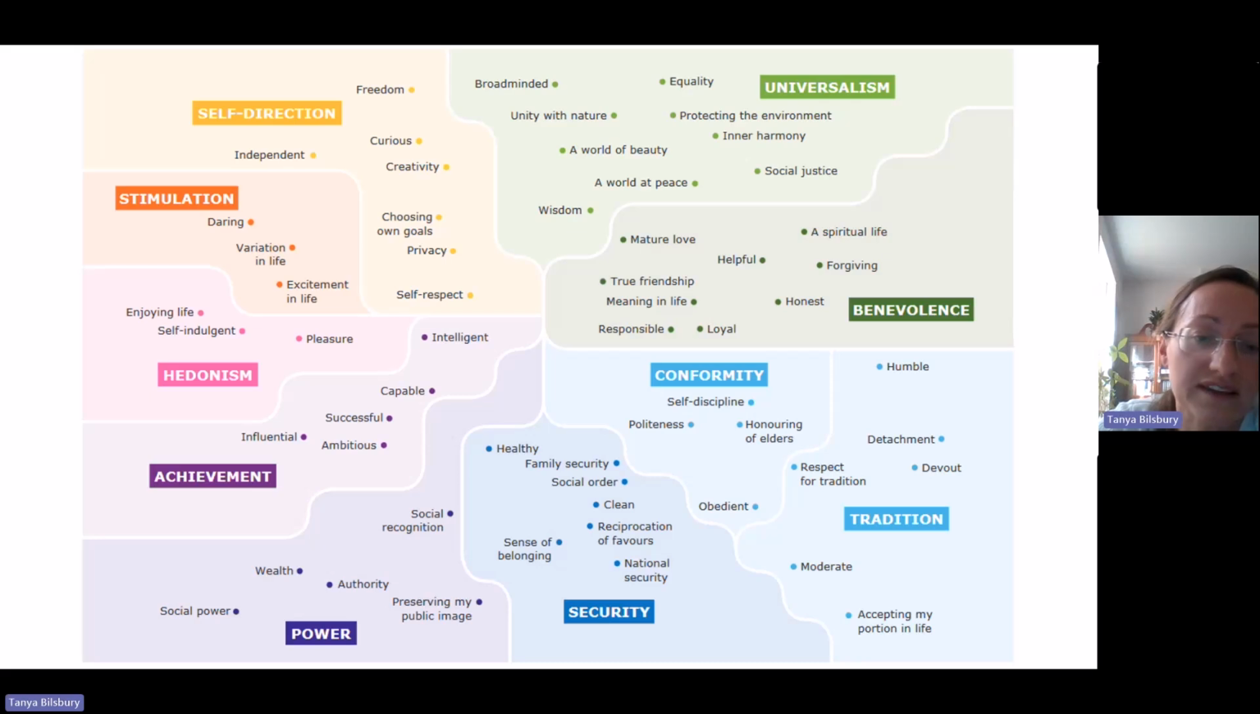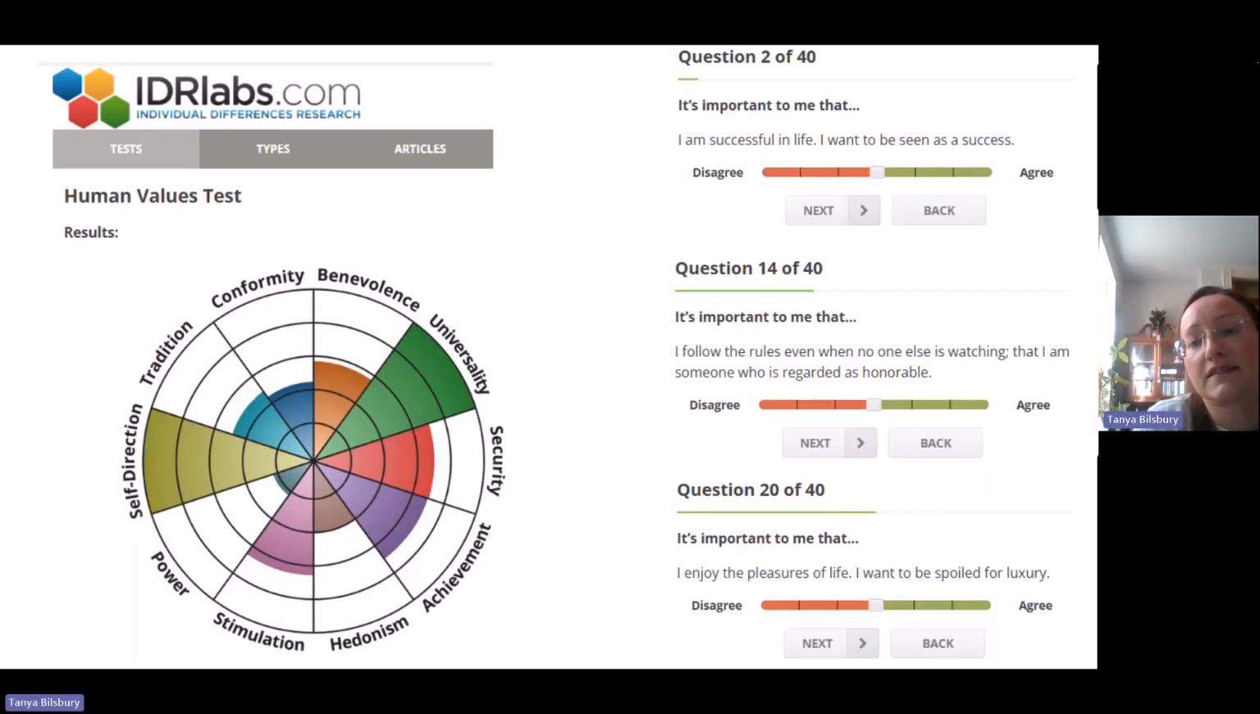These values are placed in a circular wheel because some of them conflict with each other and some of them are close to each other. So somebody who's more self-directed and into freedom also might like adventure. And you can see how that conflicts with conformity and with safety. Universalism is in contrast with power. I sent you a test that will measure your values. You can see it'll give you scores.